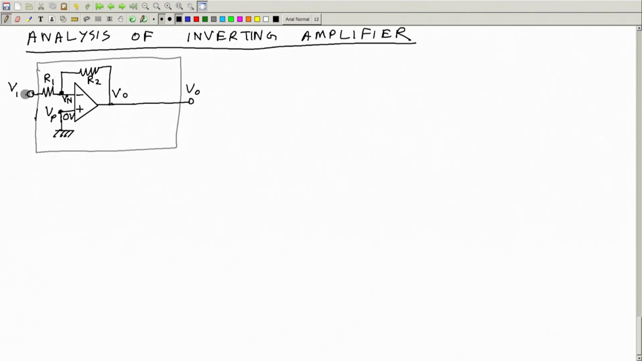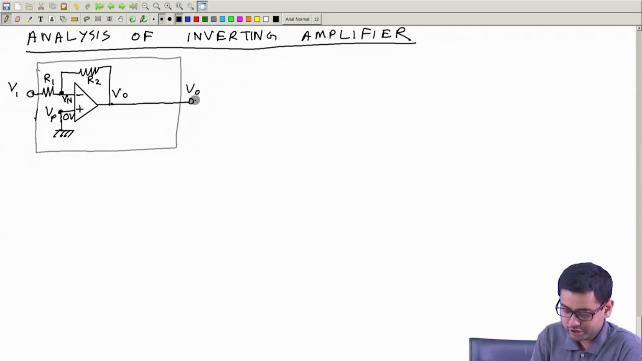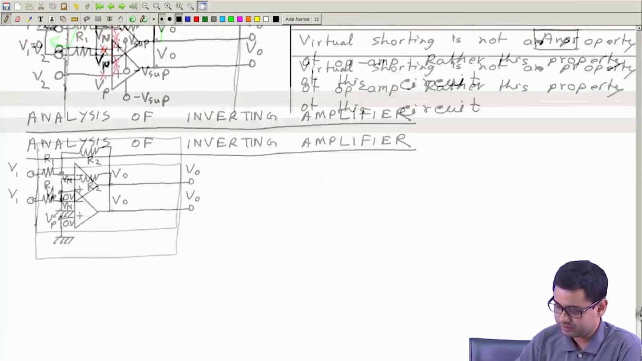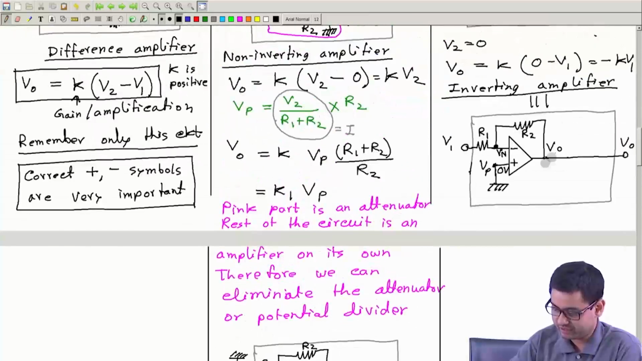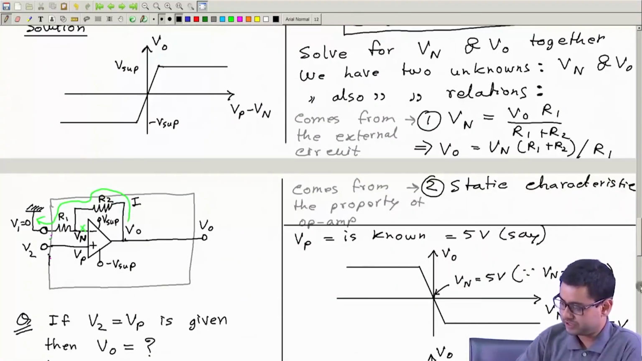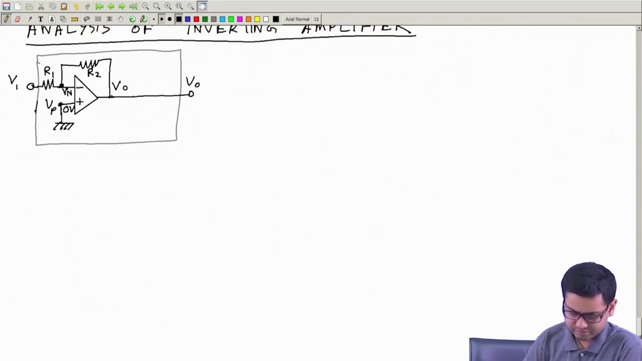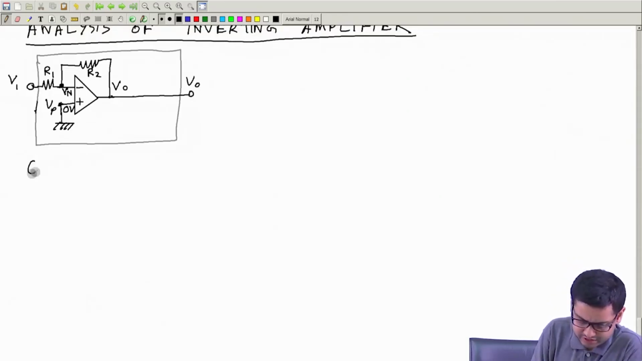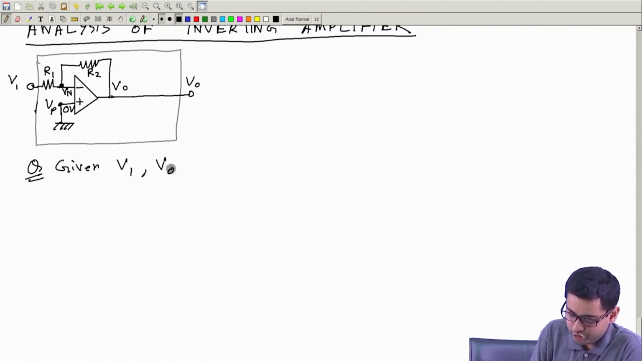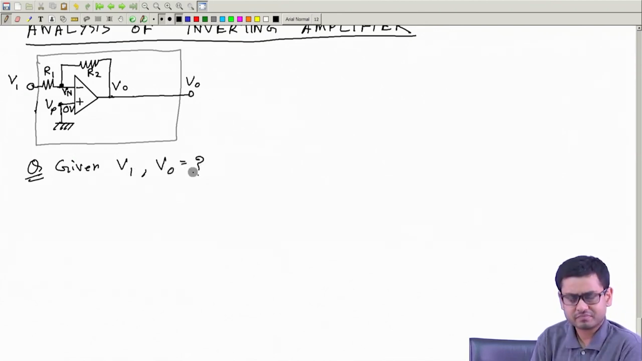It has one input V1, one output VO. Vp is connected to ground. I have just copied it from here. We have said before how to remember these circuits. But now once again, the question that we will ask is: given V1, how much is the output VO? How to find VO?